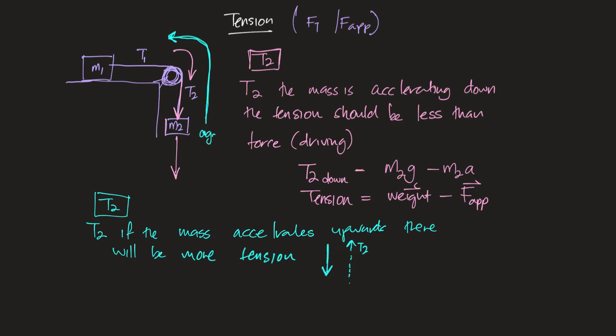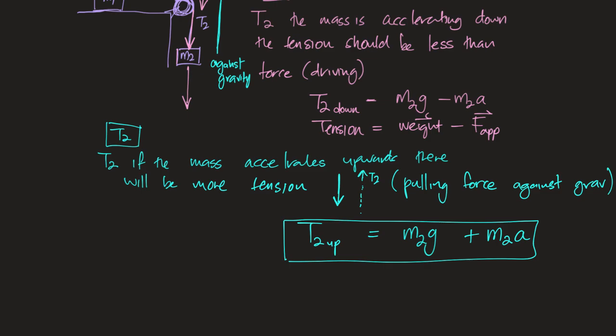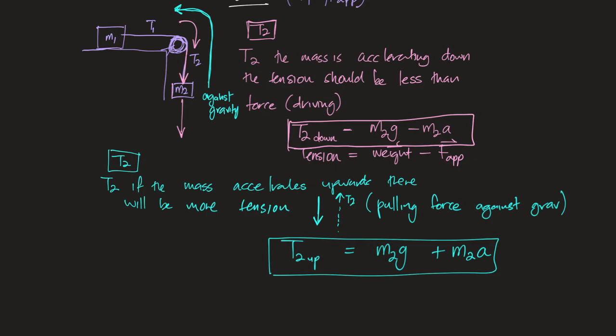So it's going against gravity. So because of that, you have a pulling force against gravity. And how we work that out is T2, if it's moving upwards, is equal to M2G plus M2A. Those are your two little formulas that you're going to need to memorize and know if you are working out T2 in any circumstance for a pulley system like this.